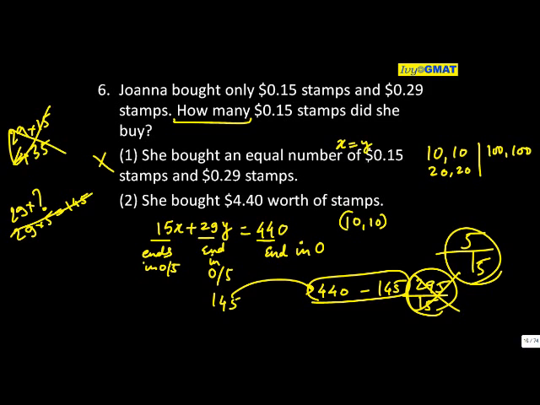29 into 20 will be beyond 440. So that is out. So how many integer solutions exist for the second equation? 1. So the only possible answer is 10 and 10. That's why my answer is B.